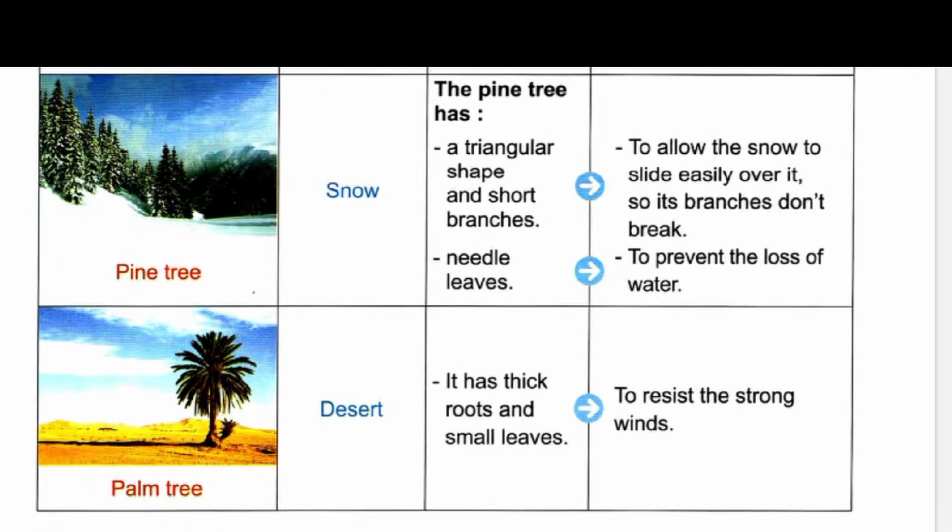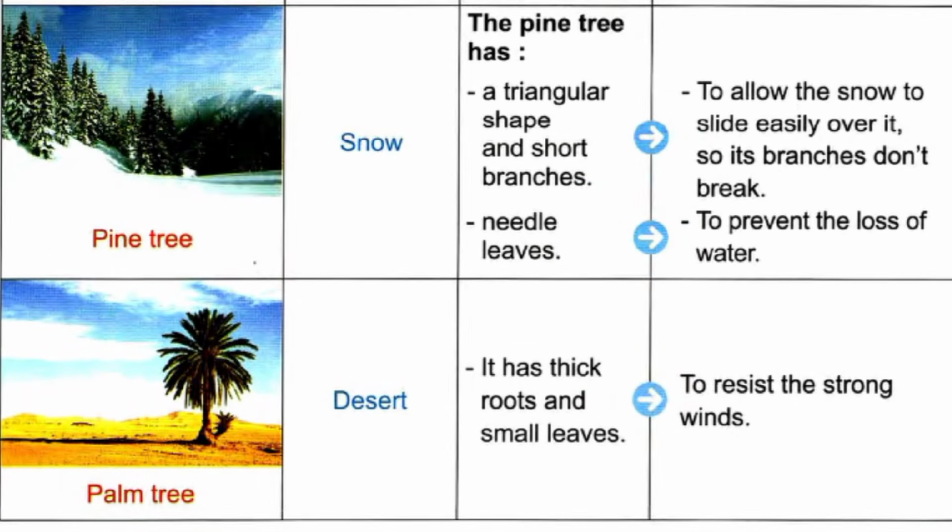Our third example is pine tree. Its habitat is snow. Structural adaptation: the pine tree has number 1, a triangular shape and short branches to allow the snow to slide easily over it, so its branches don't break. Number 2, needle leaves to prevent the loss of the water. The plant below is palm tree. Its habitat is desert. Structural adaptation: it has thick roots and small leaves to resist the strong winds.